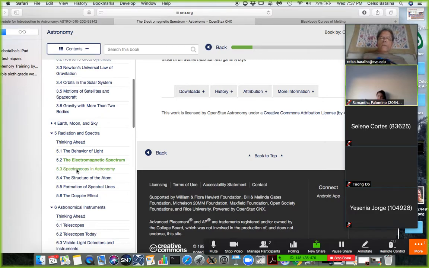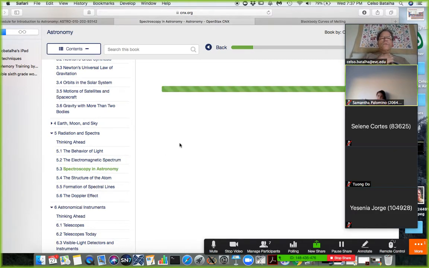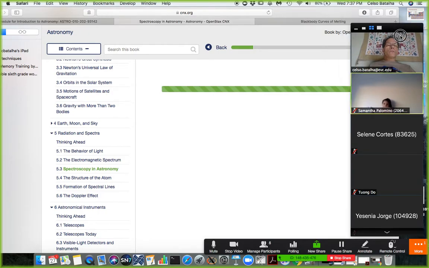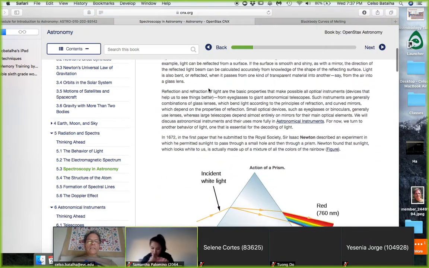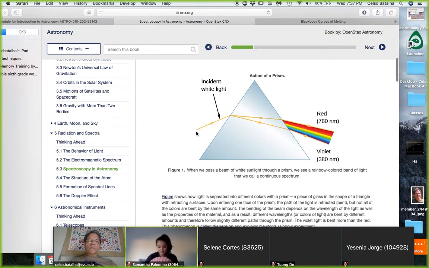Now, the last thing I would like to talk to you about is one of the important tools in astronomy, and that is called spectroscopy. So what is spectroscopy really? Spectroscopy is a science by which stars send out light, and you take this light and break it down. So this is starlight. You break it down into its different components or colors.